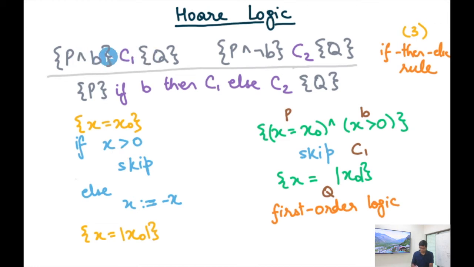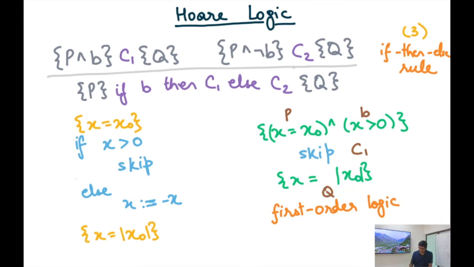So the Hoare triple that I require to construct this larger Hoare triple is that P and B, where P is x equals x naught, coming from here, B is x greater than 0, coming from here, C1 is skip, coming from here, and Q is x equals modulus of x naught, coming from here. I want to show that if x equals x naught and x is greater than 0, and I do nothing, since skip is nothing but a no-op, although I haven't specified a rule for skip, it's almost like saying that nothing happened, then x equals mod x naught.